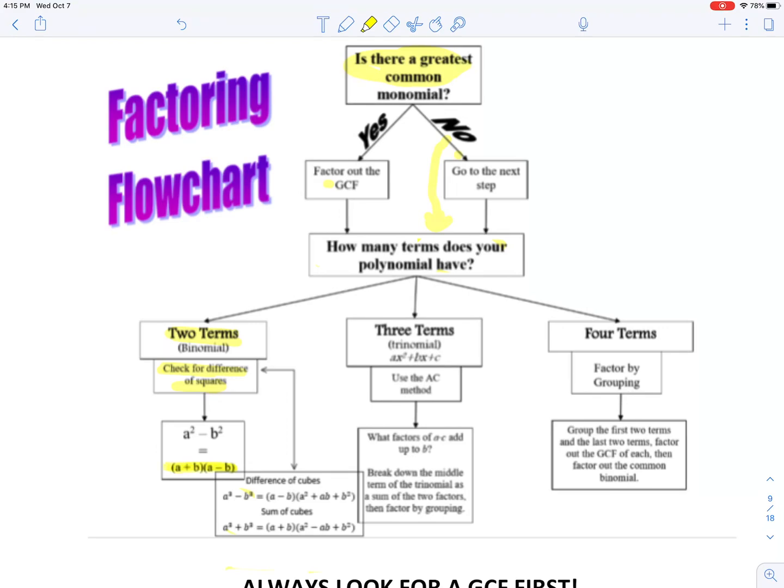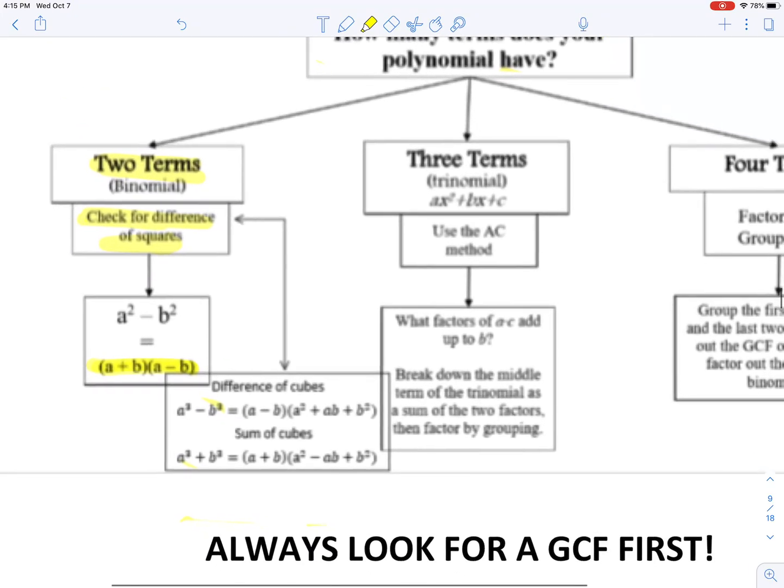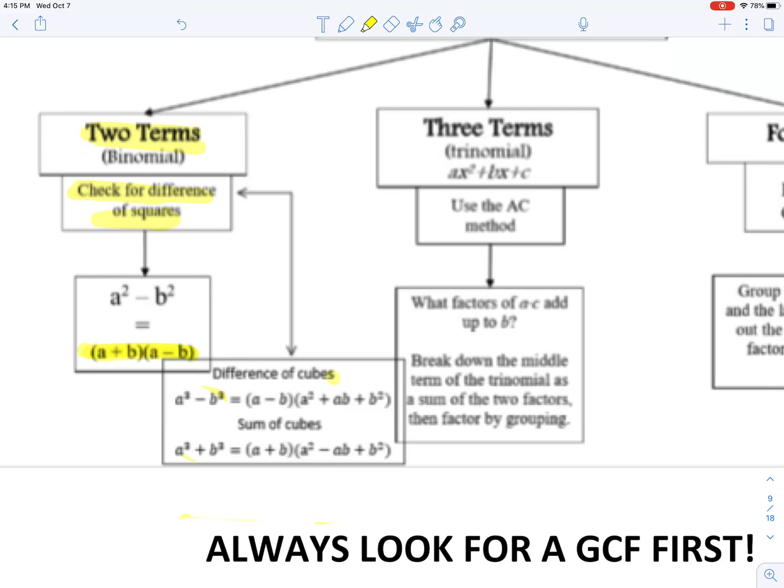If it is the difference of 2 squares, we're just going to use this formula, a plus b, a minus b. Now, what we haven't talked about yet are difference of cubes, which we will talk about on Monday. So if it has 2 terms, you also want to see if it's a difference of cubes. That would be the next place that we would check. And if it's the difference of cubes, then we want to use one of these 2 formulas. If it has 3 terms, then we want to try to use the AC method.